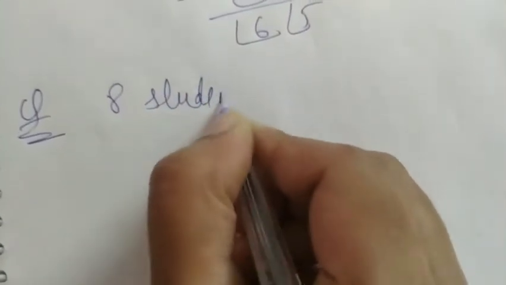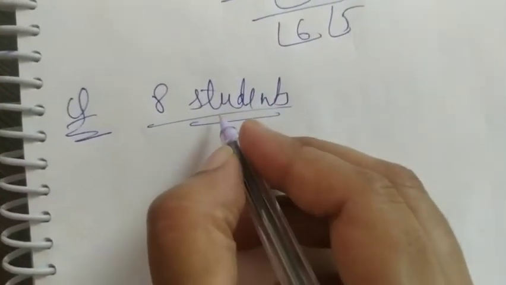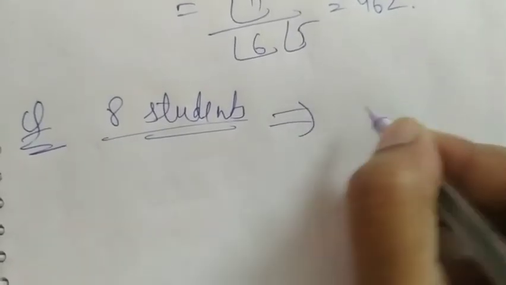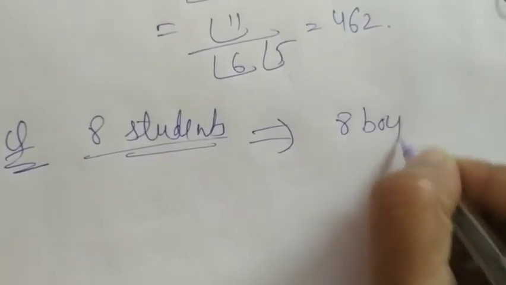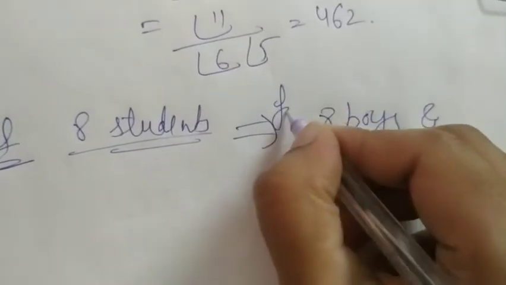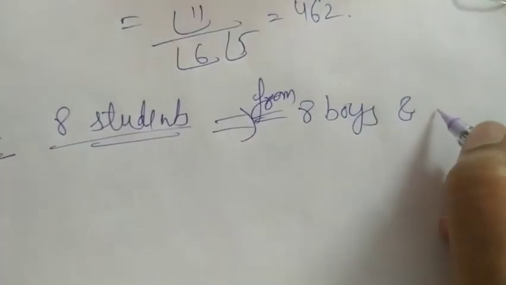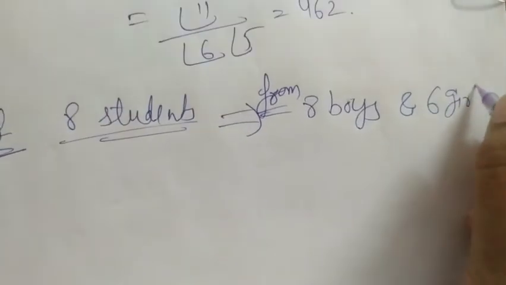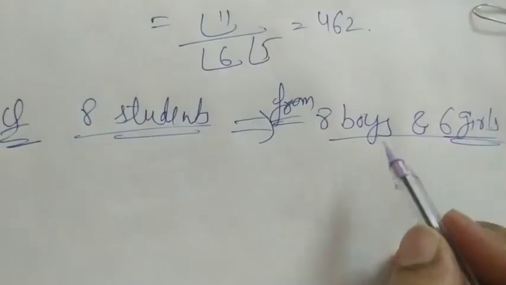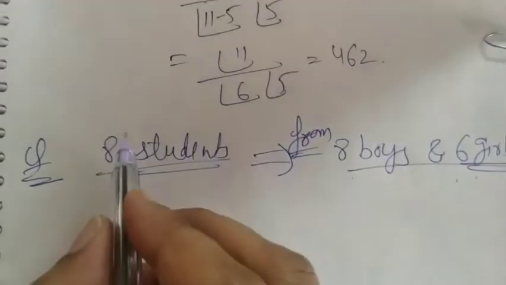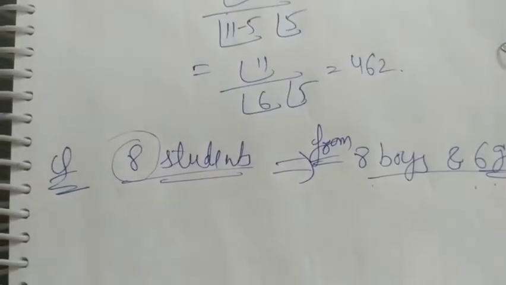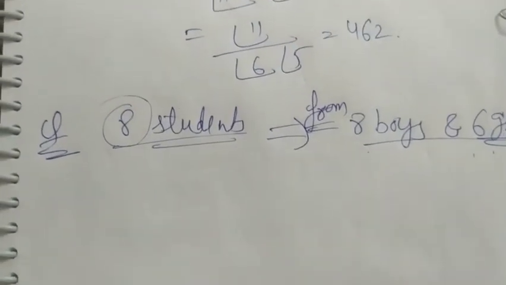Now, I need a committee of 8 students in total, and in my class I have 8 boys and 6 girls, from which I need 8 students as a group, as a committee. And how many ways can this be done?